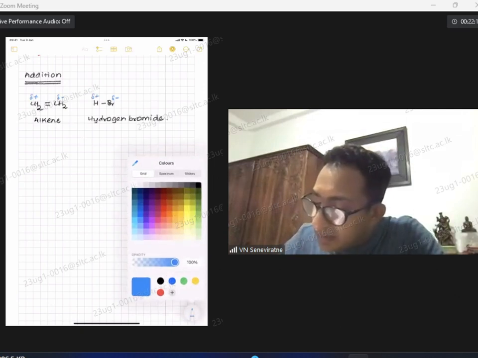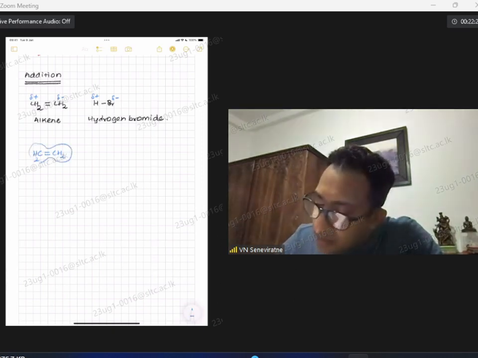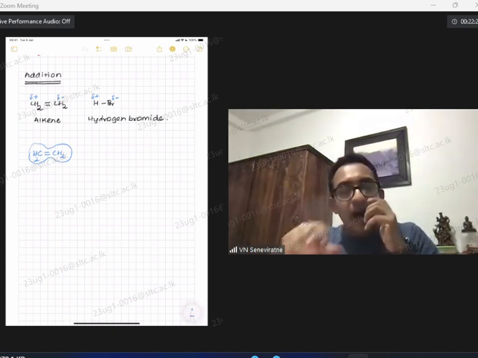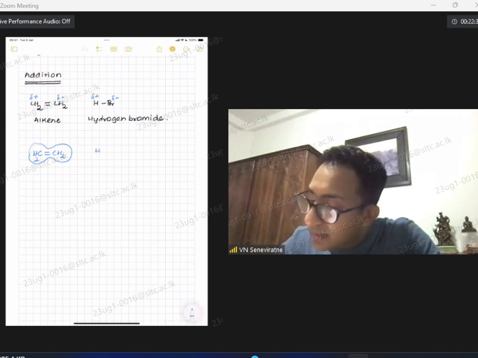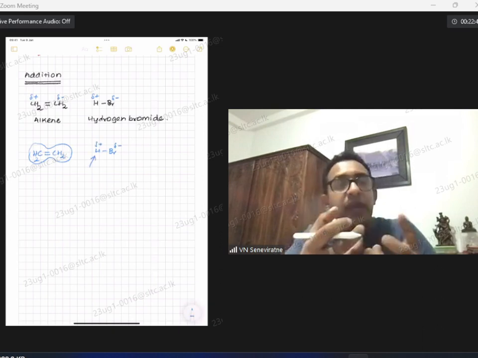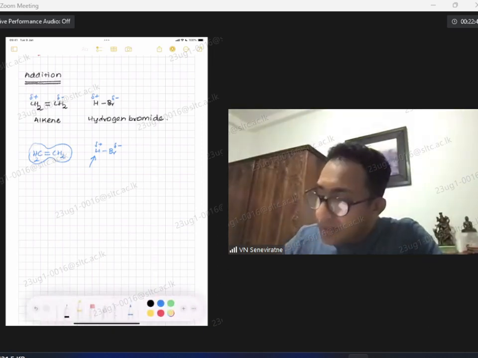Now, for example, CH2: there's an electron cloud covering the entire two carbon atoms. Now, if you bring the HBr from this side, this is delta minus, this is delta plus. This is electron deficient, it likes to gain electrons. So how can it gain electrons? It will deform the electron cloud.